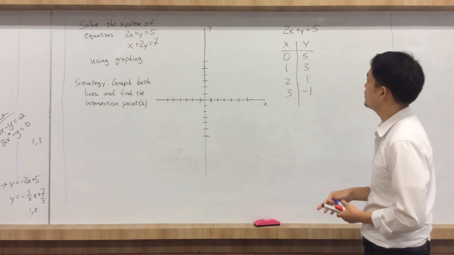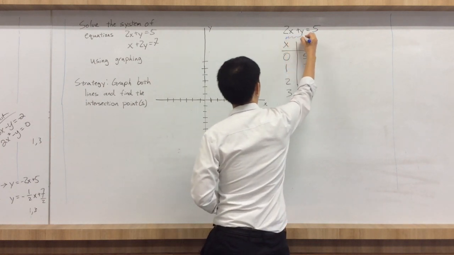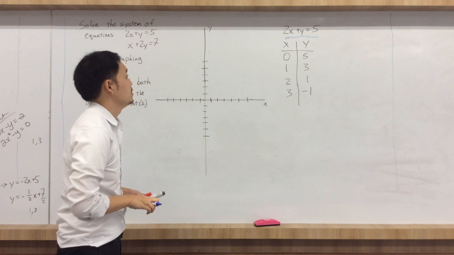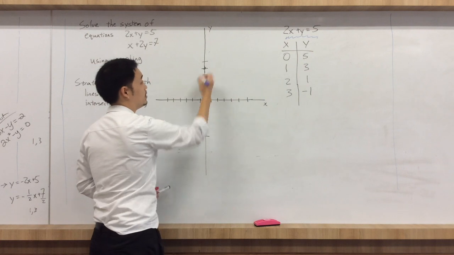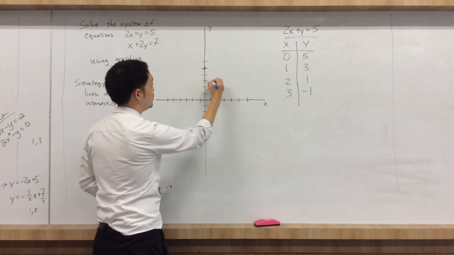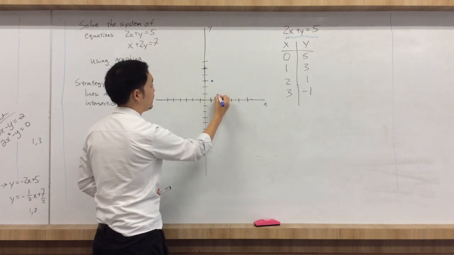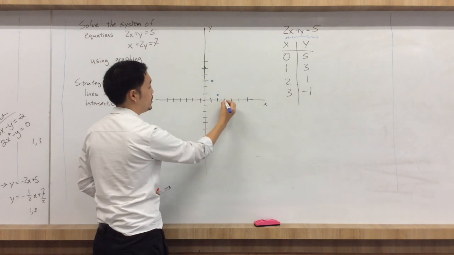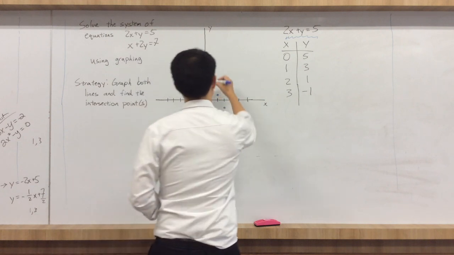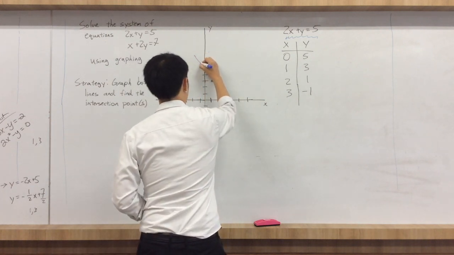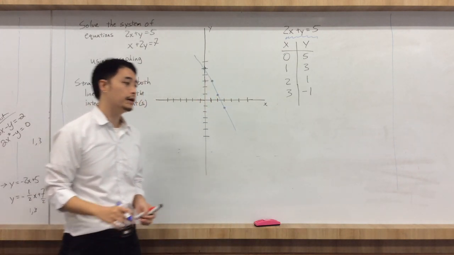So let's plot these points on our graph, and let's do this in blue. So we have 0, up 5, 1, 2, 3, 4, 5. We have 1 and 3. We have 2 and 1. And we have 3 and -1. So we get the shape of a line that looks something like that. There's our first line.